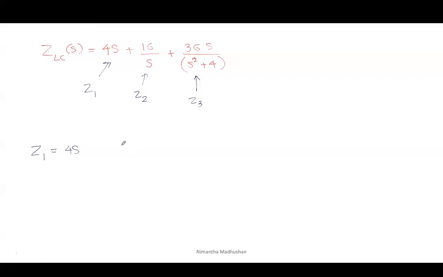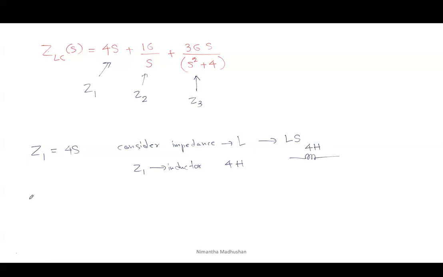and if we consider the impedance value of an inductor, we can write it in the S plane as Ls. Then Z1 will be an inductor. The value is 4 Henry. It is an inductor with the value of 4 Henry.